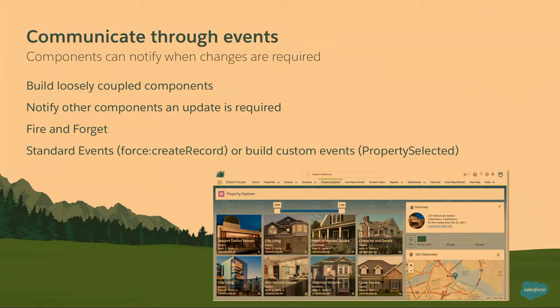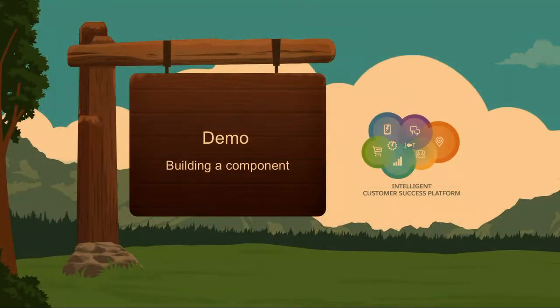And there's standard events out of the box, and then you can build your own custom events. So in that demo we saw there, when we select the property, it fires an event saying this record's been selected, and then those other components listen. Okay, cool. So what Jan will do now is he'll take you through a demo of building a Lightning component, show you how that works, and drag it onto a page.